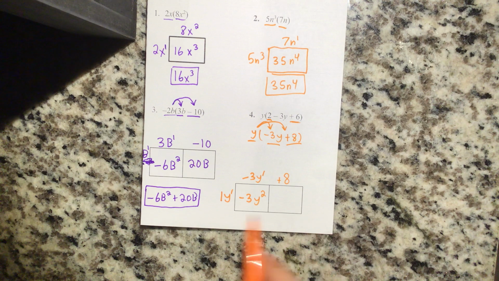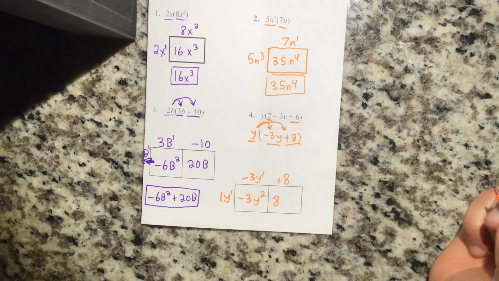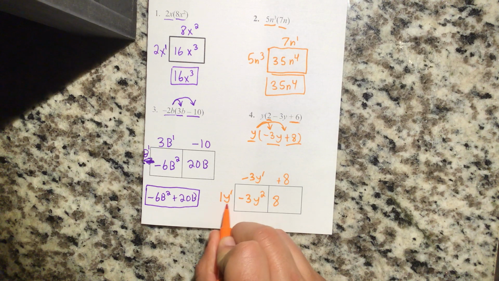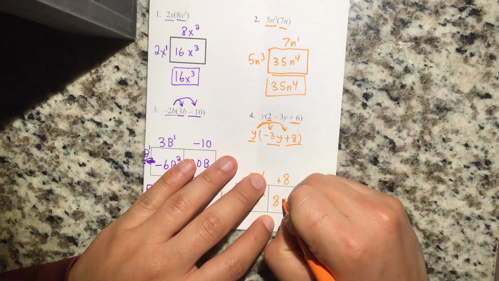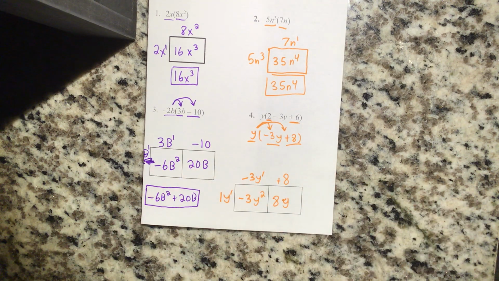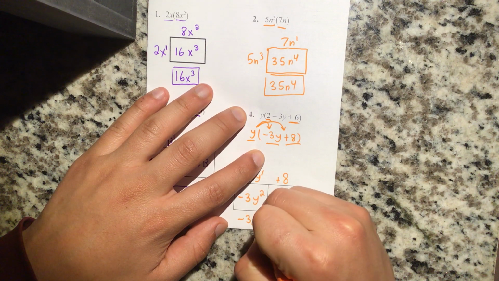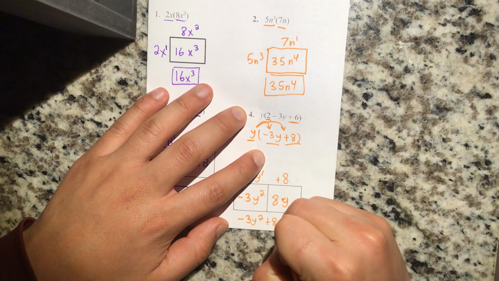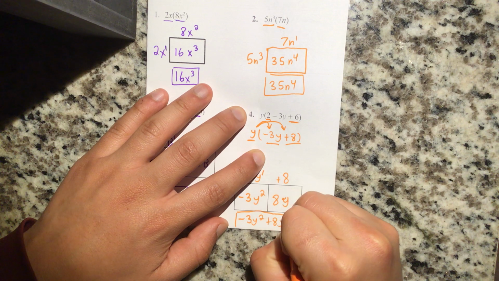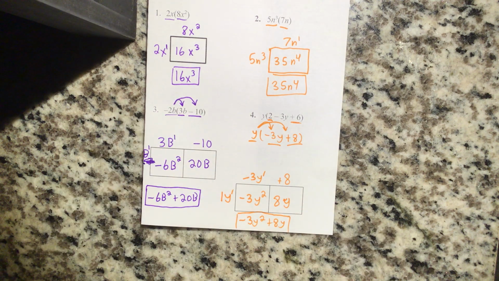Then I go to my next box. So 1y times 8, okay? So again, we go to the coefficients. 1 times 8, the big numbers, I get 8, okay? And then again, I only have 1y, so I just bring it in the back, just like that, okay? Then we write in standard form, biggest exponent first. So I only have 2 choices. So I write negative 3y squared plus 8y. And there's my answer, okay? So that's what I get when I multiply all this stuff up here.